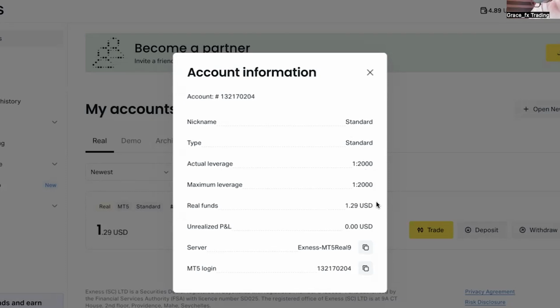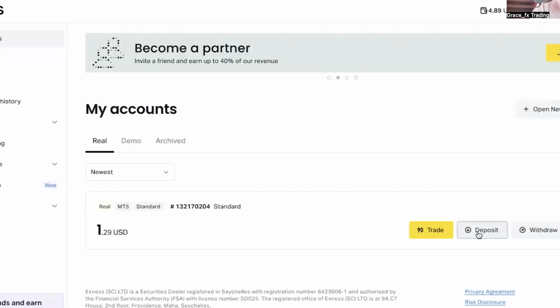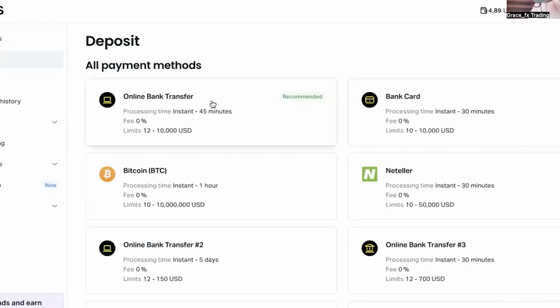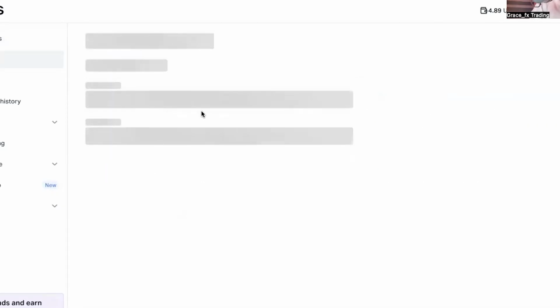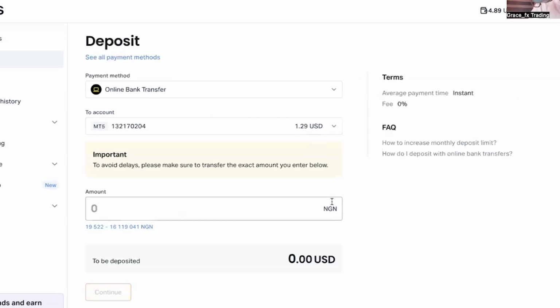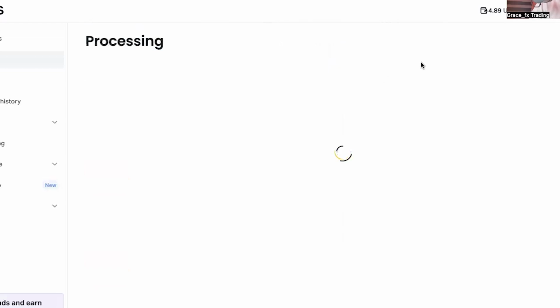Right now, I want to deposit money because there is no money yet. The account is free and all that. So what I'm going to do now is click on deposit, then select bank transfer, because that is very easy and faster for me. Deposit 50 USD, which should be, let's say, 80,000 naira, because I already have 1 USD on this account. So continue, and then it's time to make the transfer.